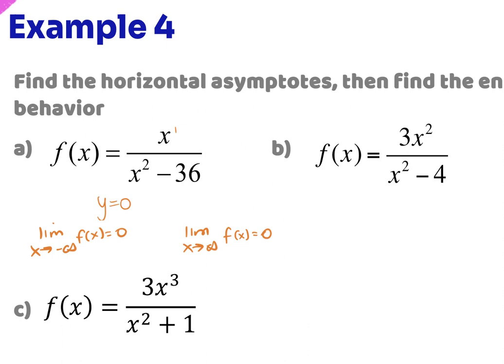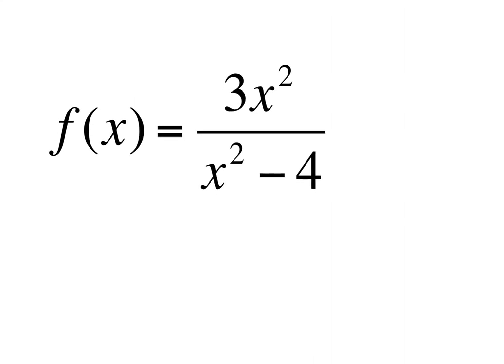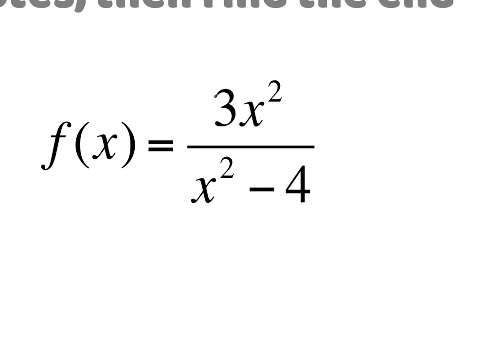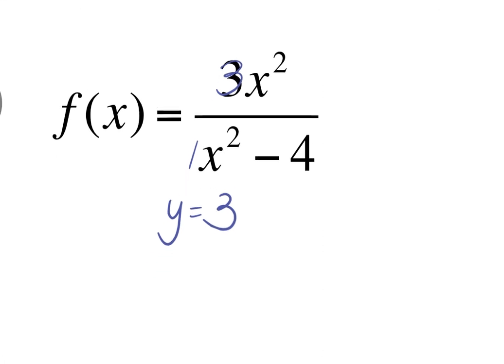If you have a horizontal asymptote, it's the horizontal asymptote. So go to the next one. What's the relationship with the exponents here? They're the same. What happens when we're the same? You take the leading coefficient. So leading coefficient in the top 3, leading coefficient in the bottom 1. So my horizontal asymptote is at y equals 3. Now my limit's at 3.